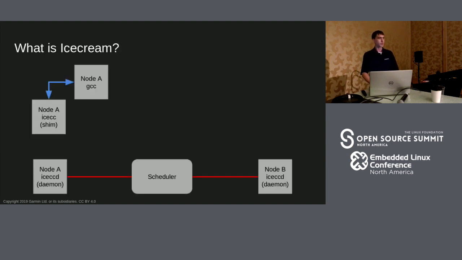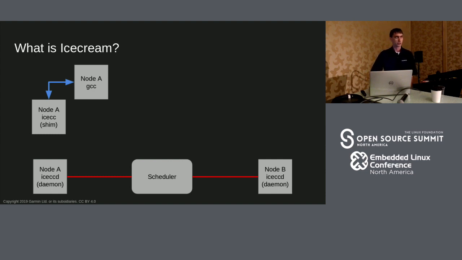I'm going to give you a brief overview about how Icecream works. In this example, we have two nodes, node A and node B. Icecream itself has two components. There is the Icecream client compiler shim, shown here, that is invoked in place of GCC when you want to use Icecream to compile your source code. There is also the Icecream daemon, ICCD, that runs here and talks to the scheduler and compiles source code on behalf of other clients.